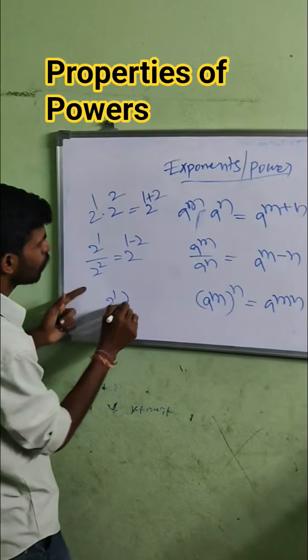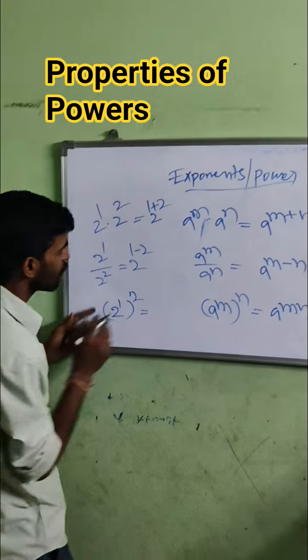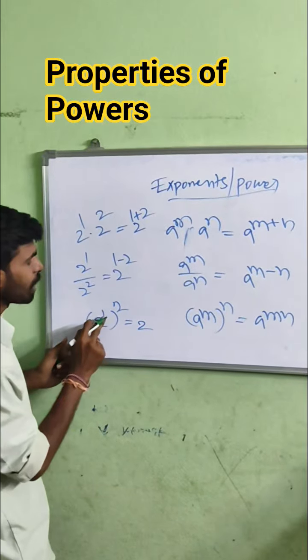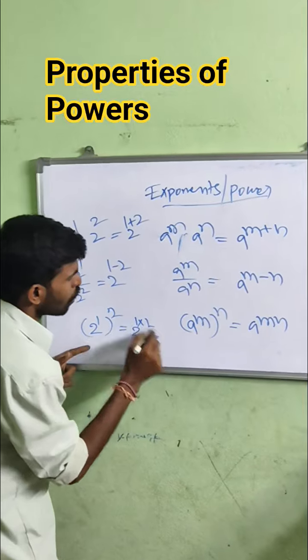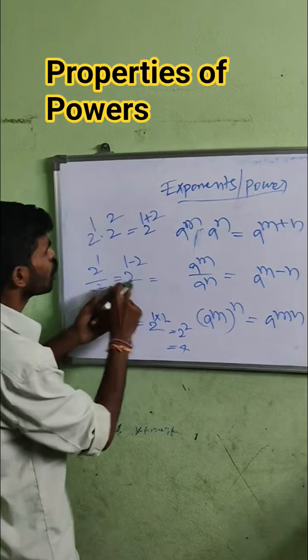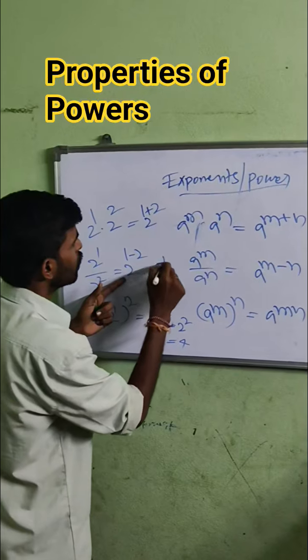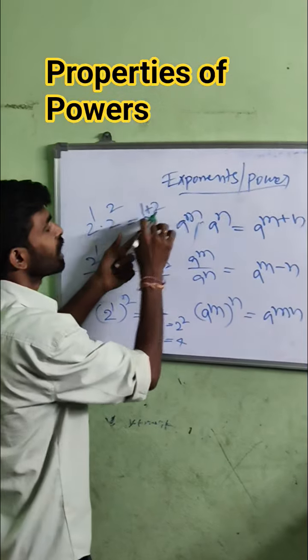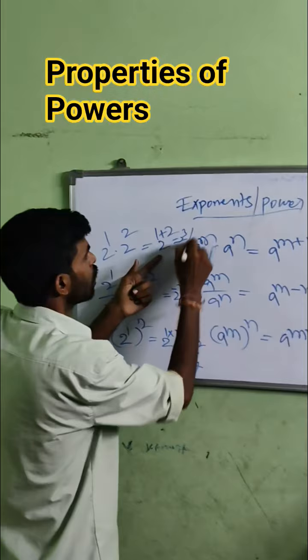For this condition, 2 power 1 whole power square. That means what is the indication? 2 power m into n. That means 1 into 2. 1 into 2 is 2, 2 square, 2 square is 4. Here 2 power 1 plus 2 means 2 cube. What is the meaning of it?